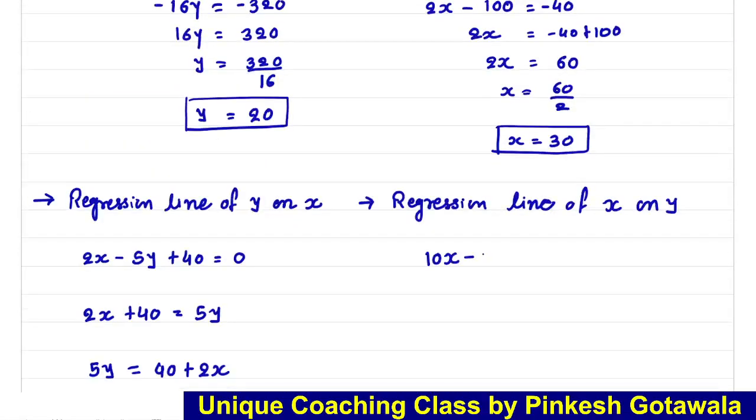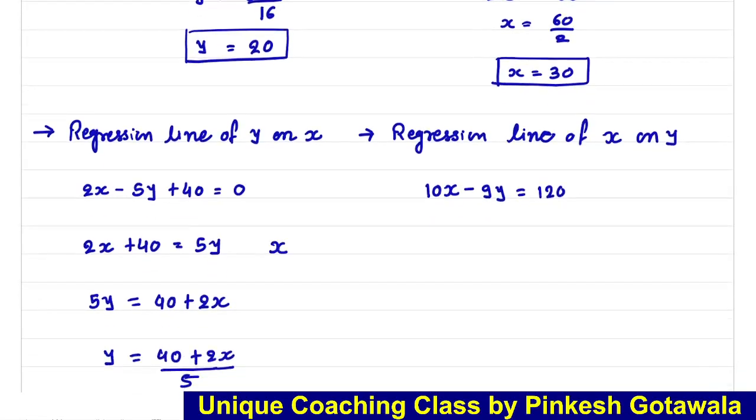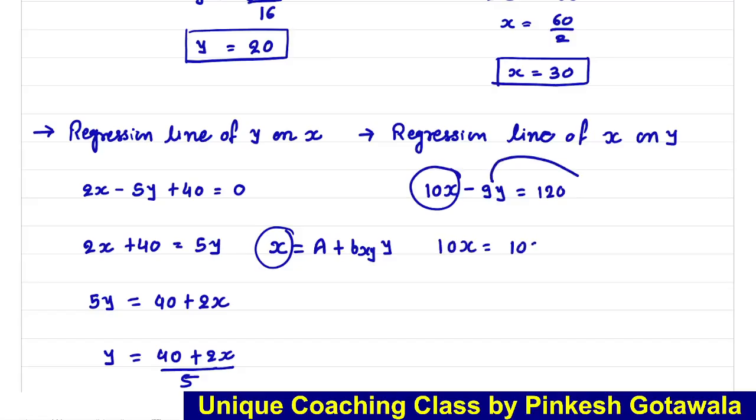10x minus 9y is equal to 120. Now same step, just remember its base form. Base form is x is equal to a plus b_xy y. As per this side only x remaining, so here 10x is given, just transfer 9y this side. So minus 9y here becomes plus.